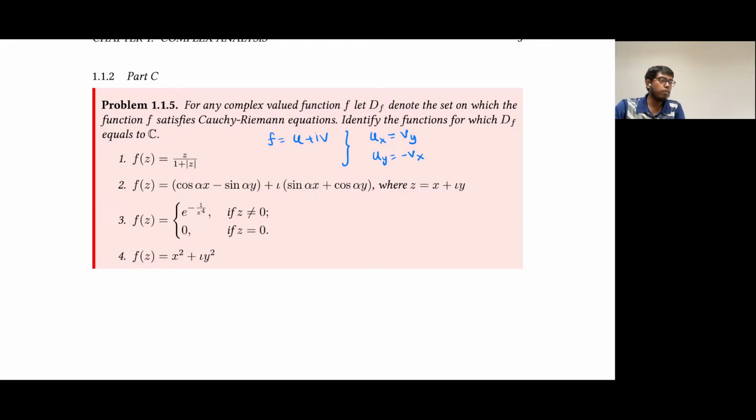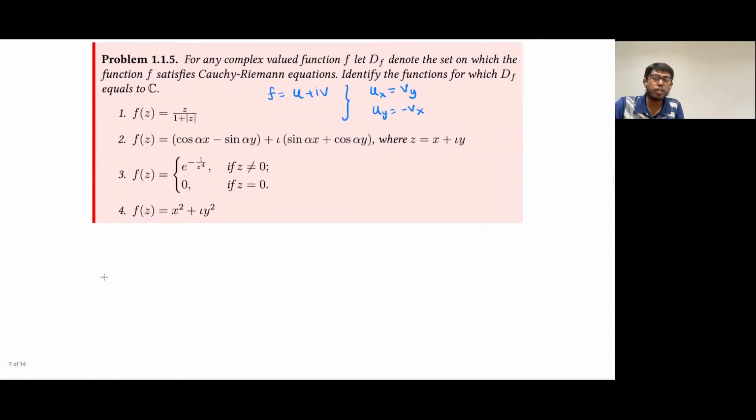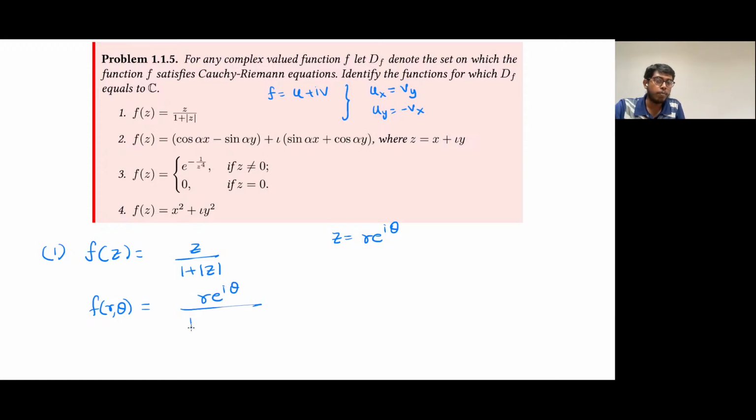It's not a difficult problem. So let's see. What is the first option? The first option is f(z) = z/(1 + |z|). Since it has |z| involved, whenever you have |z| involved, it's better to write it in polar coordinates. If I write z = re^(iθ), then f(r, θ) = re^(iθ)/(1 + r).